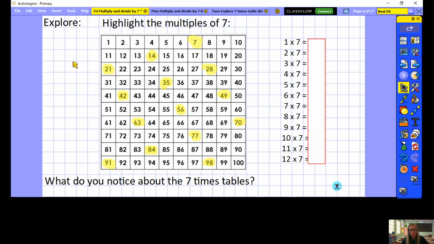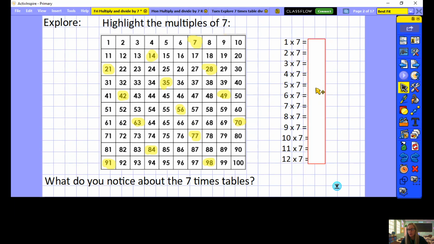Okay, so you might have noticed that the first multiple of 7 is an odd number, and then the next multiple is an even number, and it carries on a pattern like that. So we've got an odd number, an even number, odd, even, odd, even, odd, even, odd, even. Okay, so let's just chant through our 7 times table just to really help us remember it.